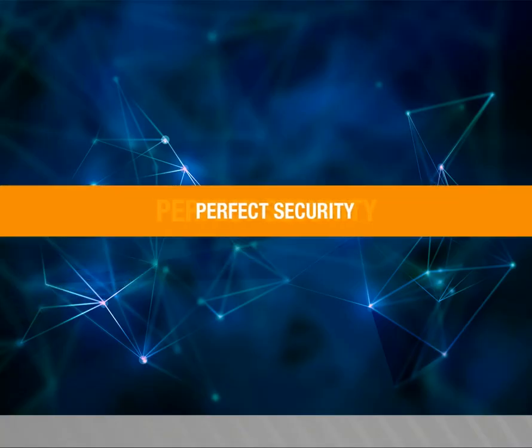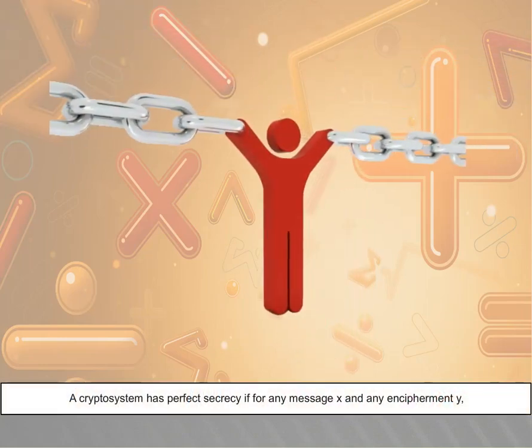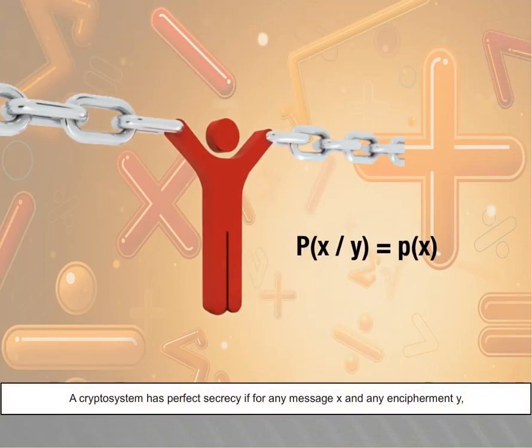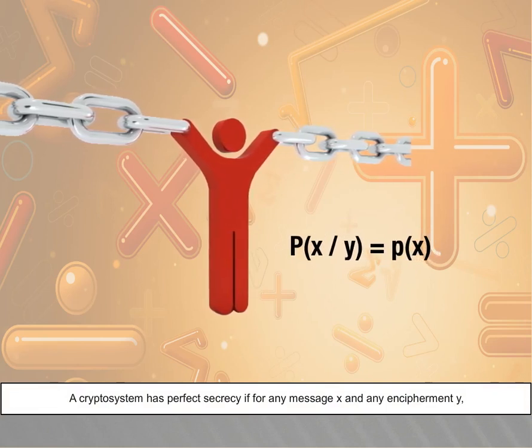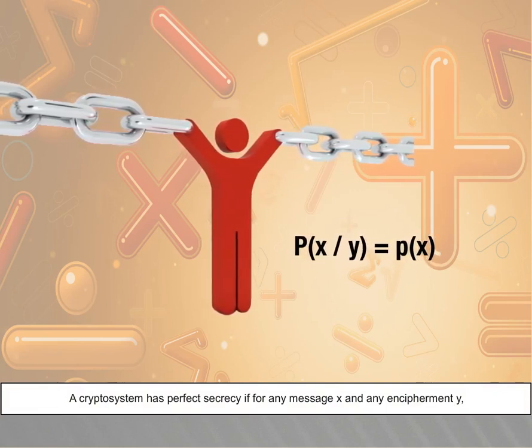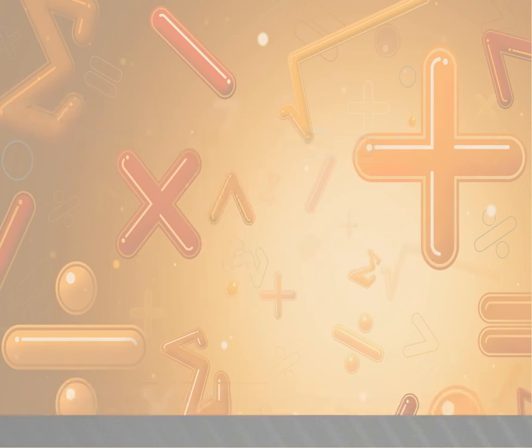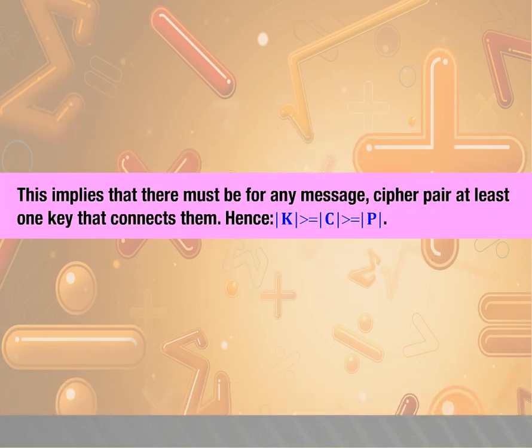Perfect security. In this video, we are going to learn about perfect security. A crypto system has perfect secrecy if for any message X and any encipherment Y, P of X given Y is equal to P of X. This implies that for any message cipher pair there must be at least one key that connects them. Hence, modulus of K is greater than or equal to modulus of C, which is greater than or equal to modulus of P.